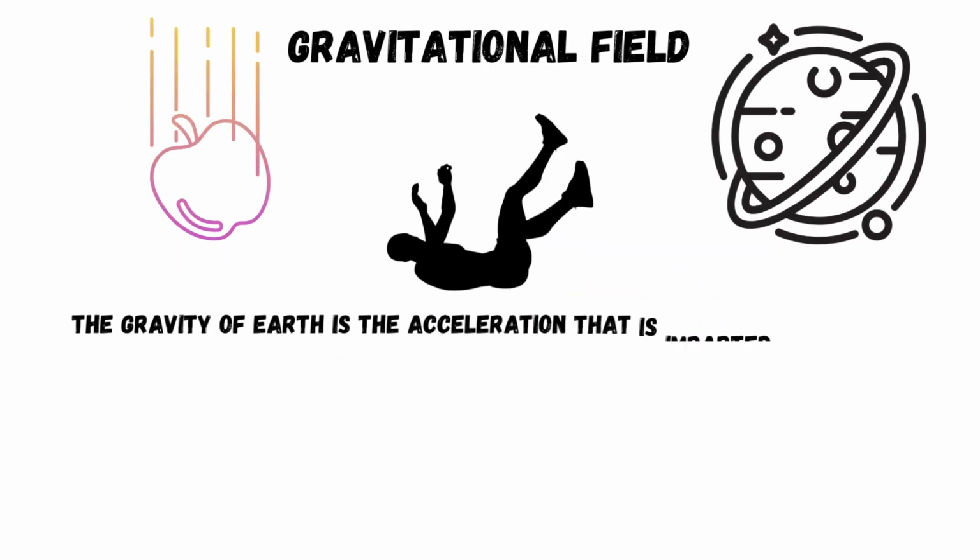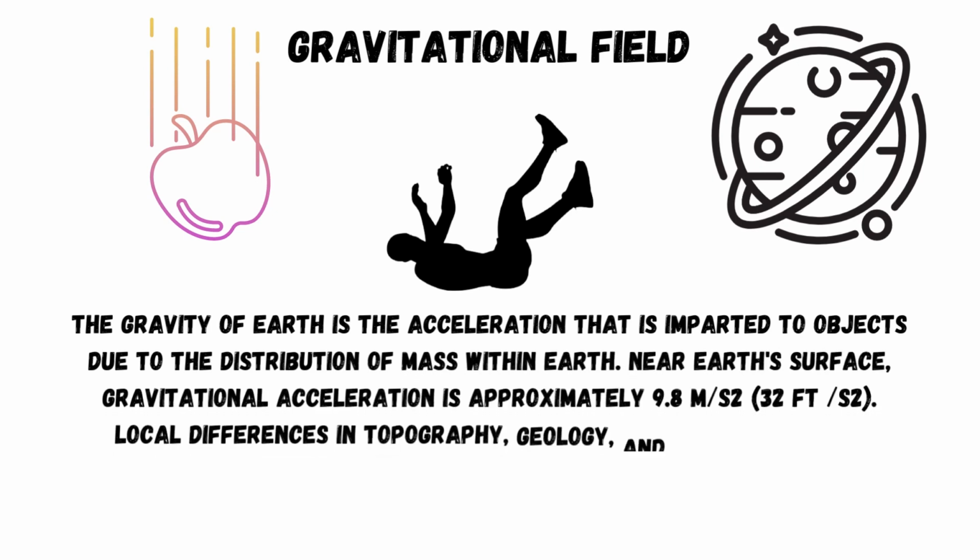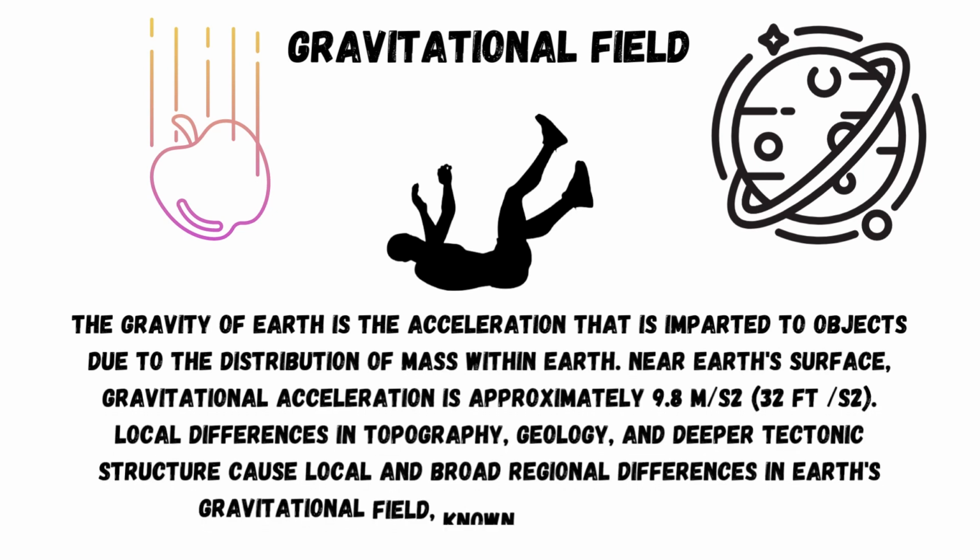Gravitational field. The gravity of Earth is the acceleration that is imparted to objects due to the distribution of mass within Earth. Near Earth's surface, gravitational acceleration is approximately 9.8 m/s², 32 feet/s². Local differences in topography, geology, and deeper tectonic structure cause local and broad regional differences in Earth's gravitational field, known as gravity anomalies.